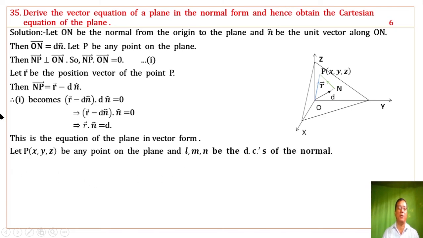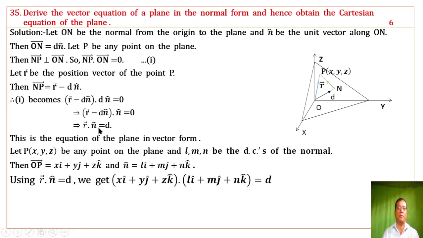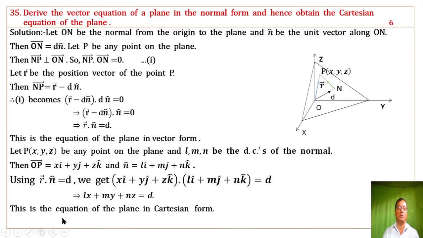For Cartesian, let P(x, y, z) be any point on the plane and let l, m, n be the direction cosines of the normal. Then OP equals this and n cap equals this. Put these values in the above equation. We have this. Use the scalar product of two vectors expressed in terms of i, j, k. We have this. This is the equation of the plane in Cartesian form.